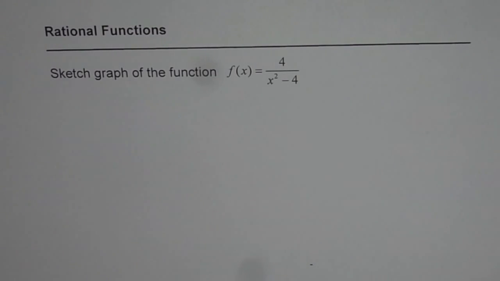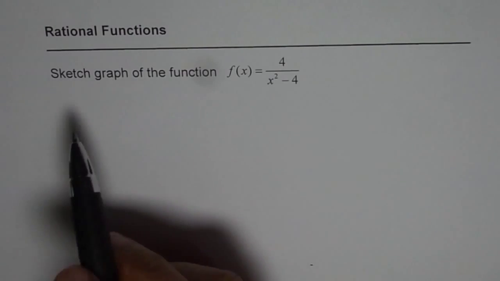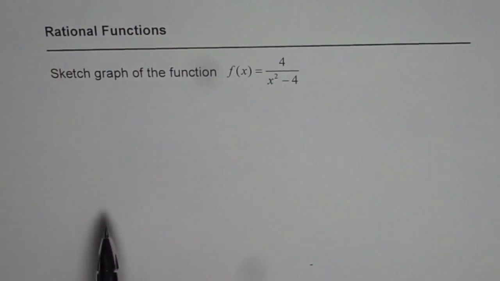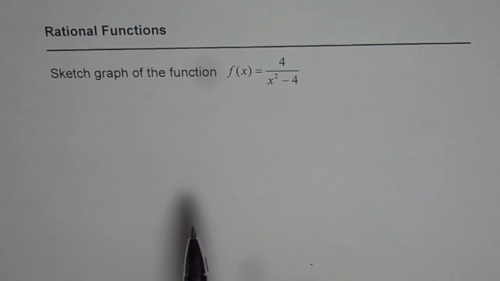I'm Anil Kumar, and now let us learn basic steps to sketch a rational function. The question is, sketch the graph of the function f of x equals 4 over x squared minus 4.